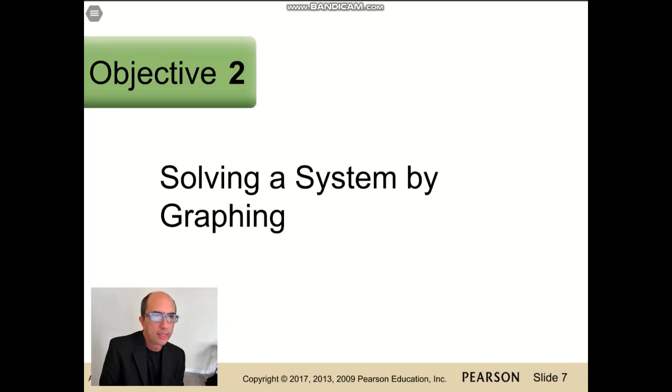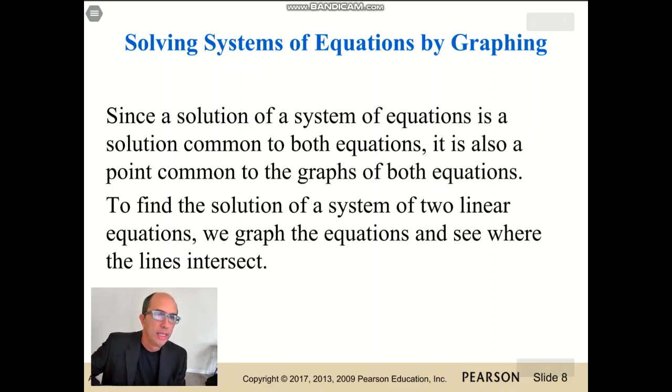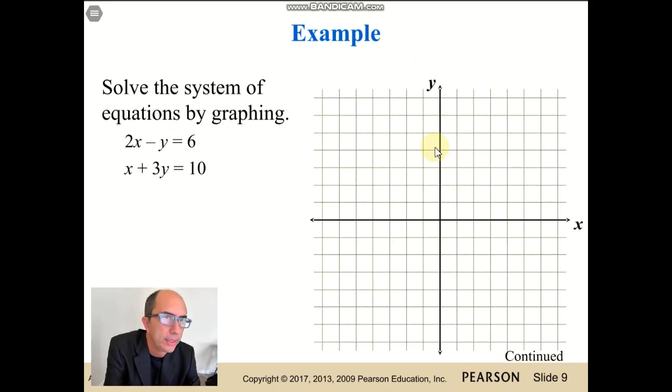Next objective, solving a system by graphing. Since the solution of a system of equations is a solution common to both equations, it is also a point common to the graph of both equations. To find the solution of a system of two linear equations, we graph the equations and see where the lines intersect. Let's work this example.